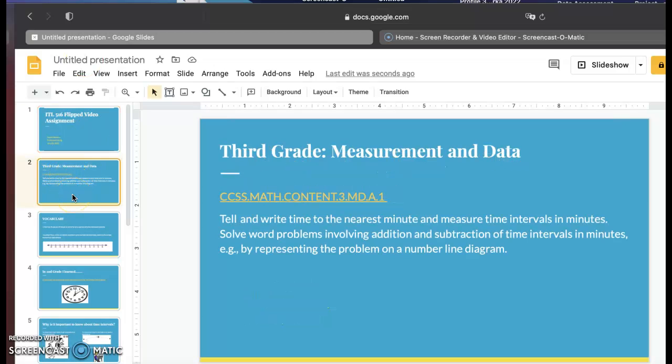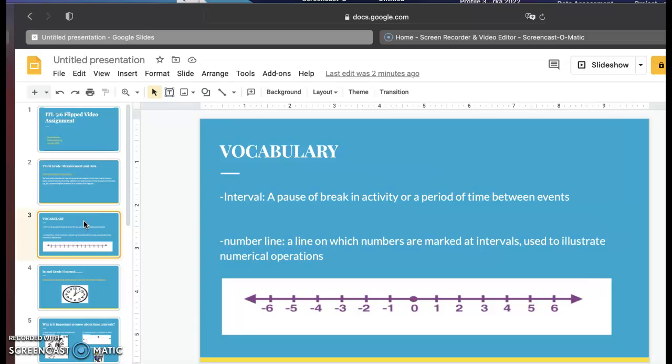Hi class, today we are going to learn about measurement and data, and we are going to tell and write time to the nearest minute in intervals. We are going to solve word problems involving addition and subtraction, and we're going to represent all of this on a number line diagram. So first, for a recap, we are going to introduce you guys to two vocabulary words.